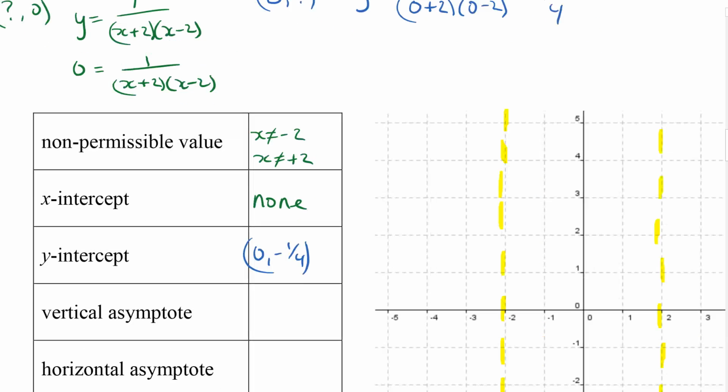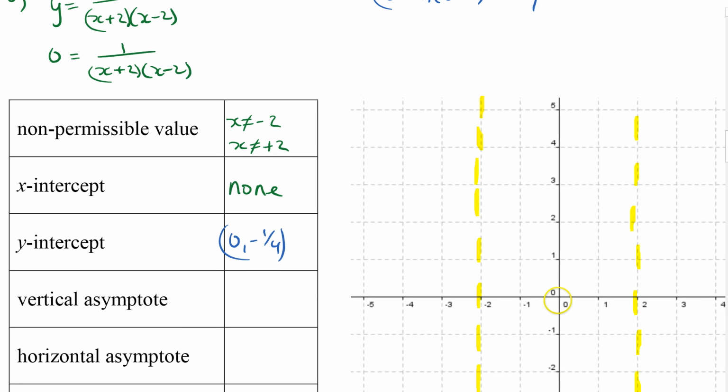And I can put that in right away, where my x is 0 and my y is -1/4. So it looks like about right there. So I'm going to say 0, -1/4. Okay, so my vertical asymptote, I really have two of them here. X equals -2 and x equals +2. Now the next thing we're going to look at is is there a horizontal asymptote.